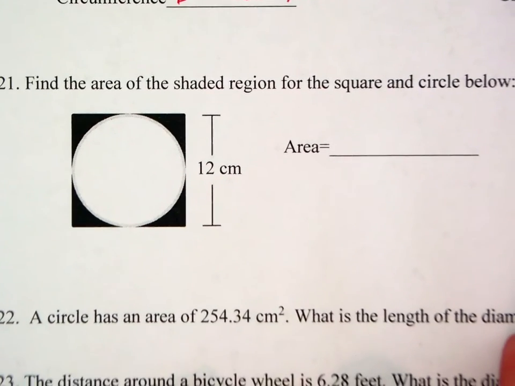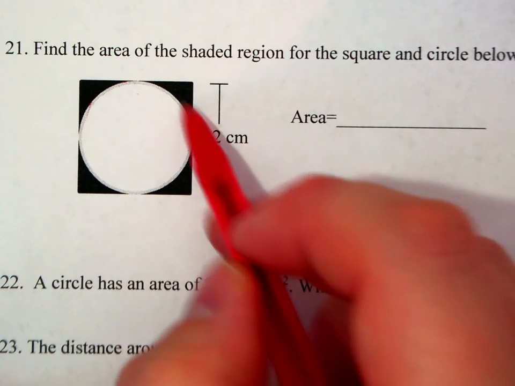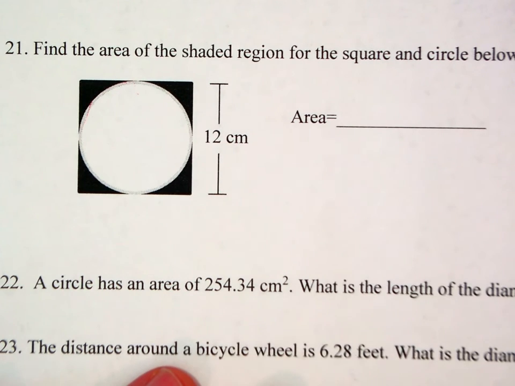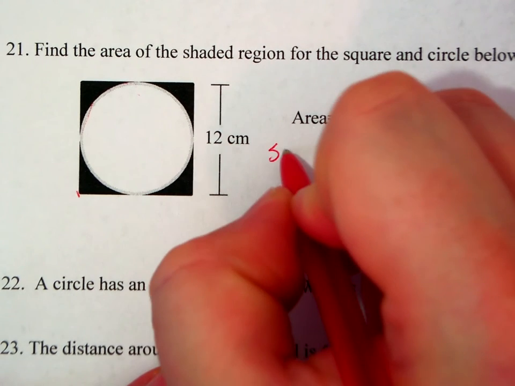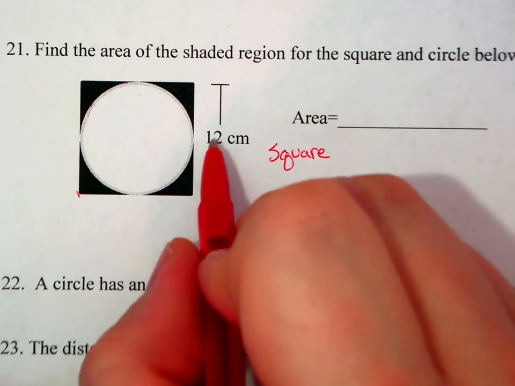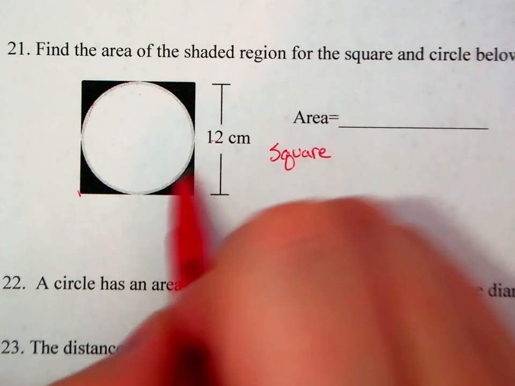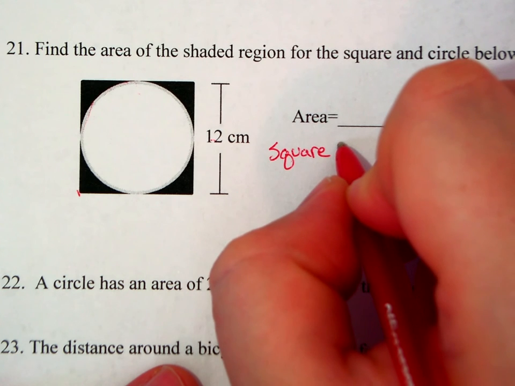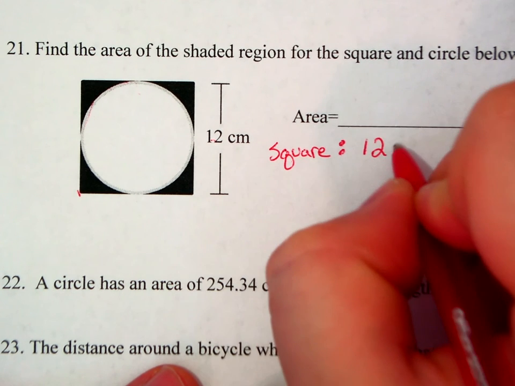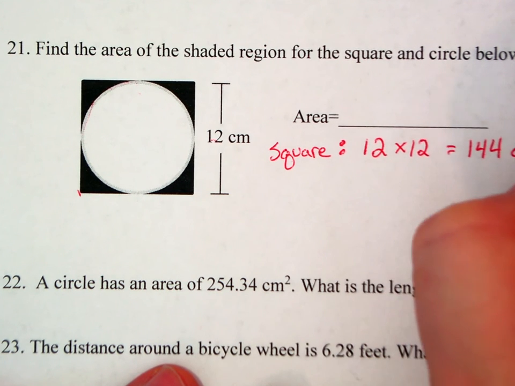Problem number 21. Find the area of the shaded region for the square and circle below. Well, we have a circle put inside a square. First thing I'm going to do is find the total area of the square. And that would be accomplished by saying, well, this square is 12 centimeters high, and since it's square, it is also 12 centimeters long. So my square is 12 times 12, which equals 144 centimeters squared.